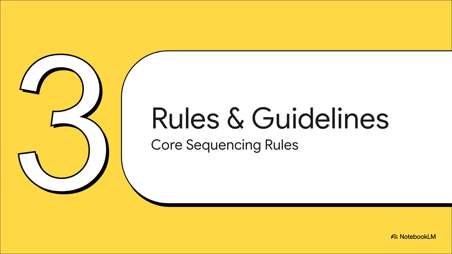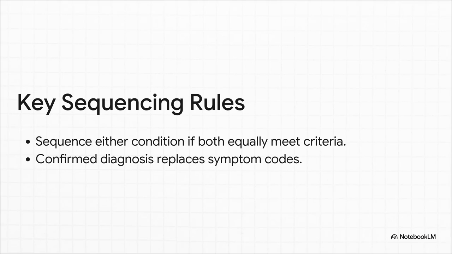Let's look at the rulebook. Section 3, Core Rules and Guidelines. Rule number 1 covers 2 or more interrelated or comparable conditions. If a patient has a couple of conditions that equally meet the definition for principal diagnosis, meaning they were both present on admission, both caused the admission, and both were treated equally, you can actually sequence either one as the principal diagnosis. It just depends on the specific circumstances and the treatment provided.